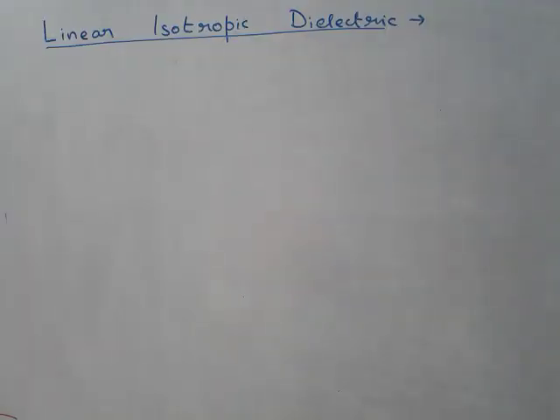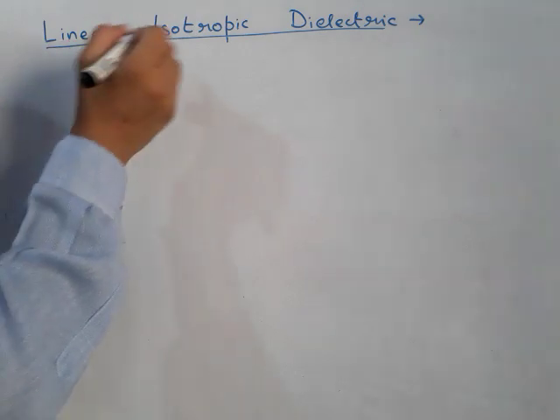Let's see one term, linear isotropic dielectric. We have discussed whatsoever be the nature of dielectric, whether polar or non-polar, in both the cases there is net dipole moment. There is induced dipole moment. This induced dipole moment, if it is found to be directly proportional to the external electric field, and if it is in the direction of external electric field, then we say that such a dielectric is linear isotropic. Let me write its definition.